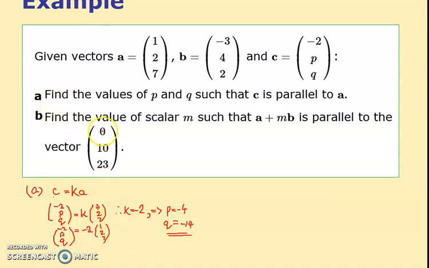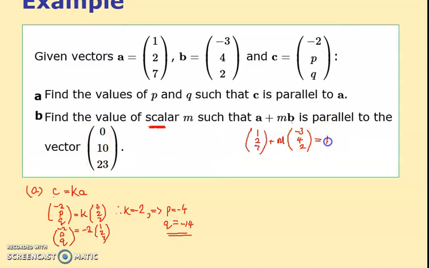The next thing it says is find the value of the scalar m. Scalar is a posh word for it's a number as opposed to a vector. So it says a plus mb is parallel to this vector. Let's just do a plus mb. What is it? A is 1, 2, 7 plus m, which we don't know what it is, times by b. B is, look at minus 3, 4, 2. And this, it says, is parallel to the vector 0, 10, 23.